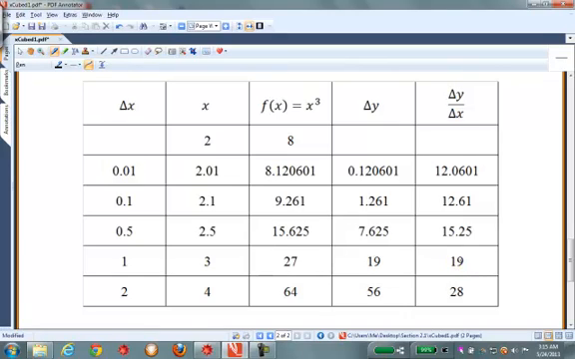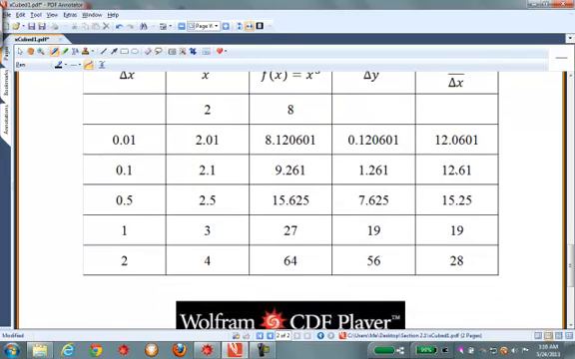If we do this on shorter intervals, from 2 to 2.5, the average rate of change is 15.25. From 2 to 2.1, the average rate of change is 12.61. Then from 2 to 2.01, just one hundredth further to the right, the average rate of change is 12.0601. It seems that these values of the average rate of change are approaching a limiting value of 12. We'll see in the next video that that's the case, but we should look at a picture of what's happening here.